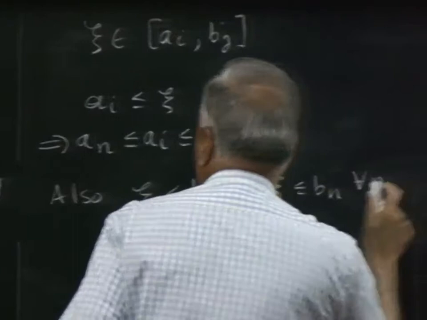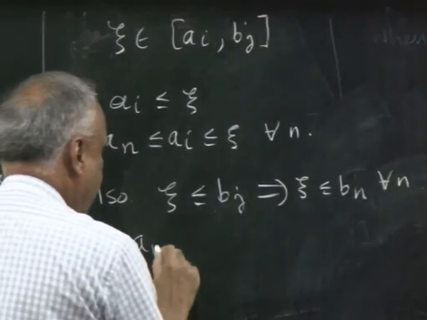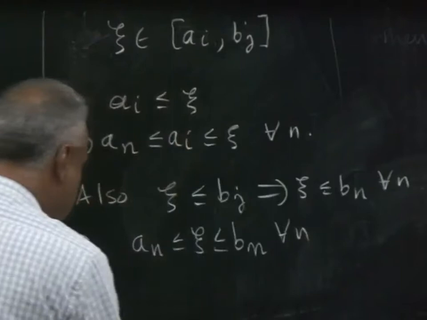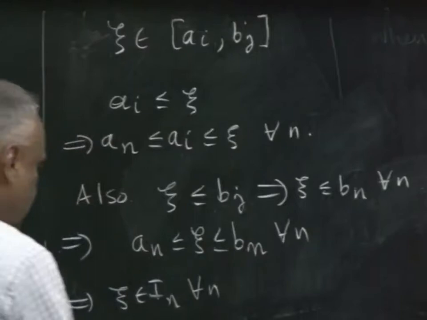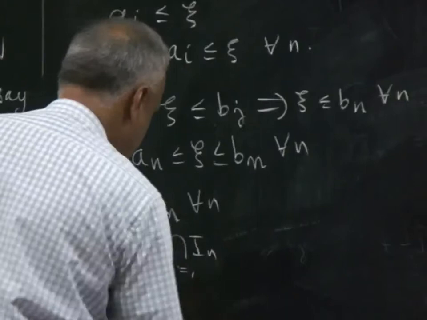So it is greater than or equal to An and less than or equal to Bn. Therefore, An is less than or equal to xi, less than or equal to Bn for every n. And that says xi belongs to In for every n. That says xi belongs to the intersection of In for n equal to 1 to n, which is I. So xi belongs to I.